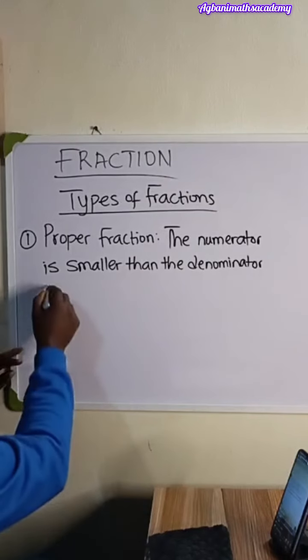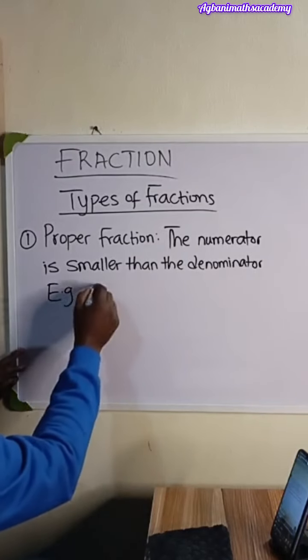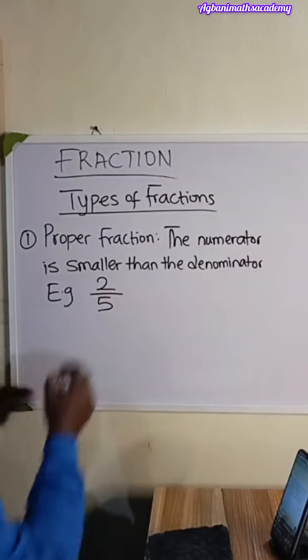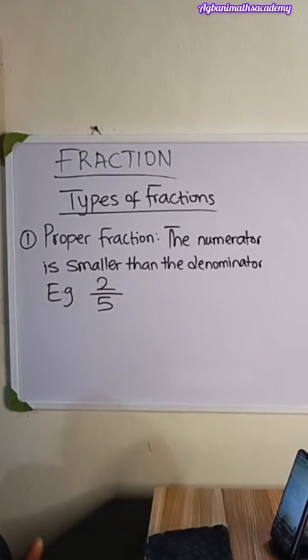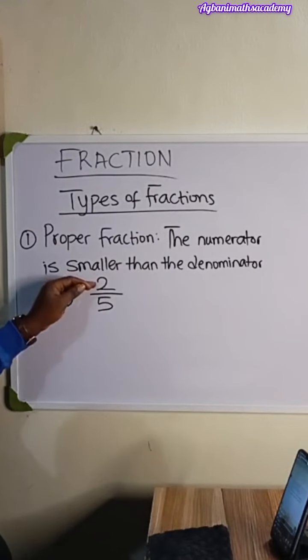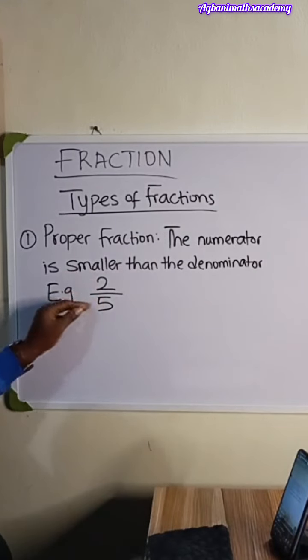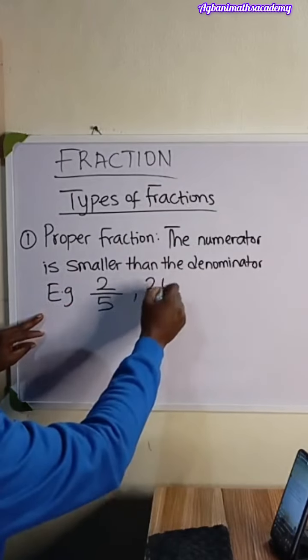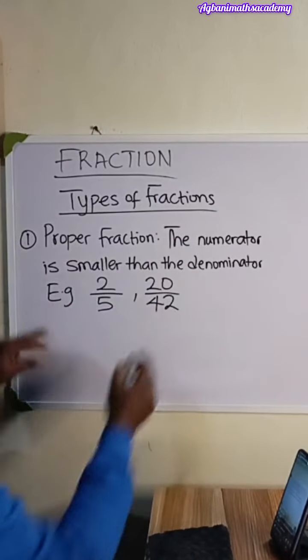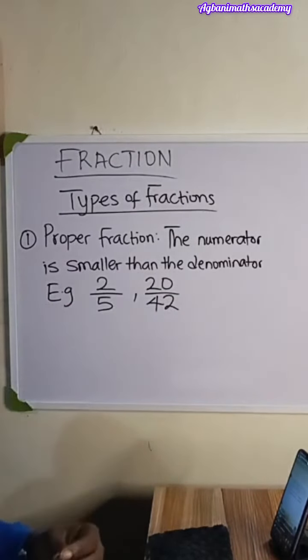So if you have an example like this, 2 over 5. 2 over 5 is an example of a proper fraction because a smaller number is being carried by a bigger number. 20 over 42. This is also a proper fraction. A smaller number is being carried by a bigger number. So it is proper. That's just English language, proper.